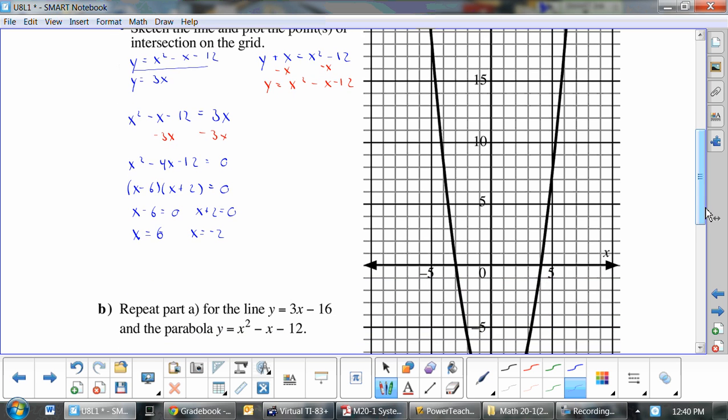So when we're finding our points of intersection, though, we know that we have to plug these two values back into one of our original equations. So I'm going to use this one because it's way easier. So I'm just going to say x is equal to 6. So we know y is equal to 3x. So y is equal to 3 times 6. Y is equal to 18. Just like that. Okay. And then for the other point, we do the same thing.